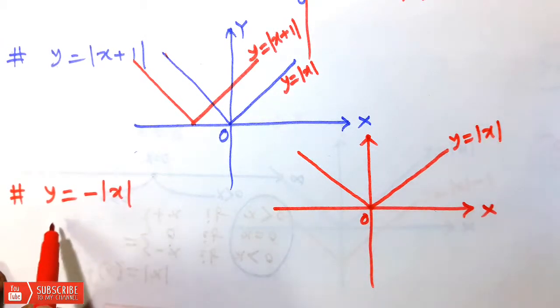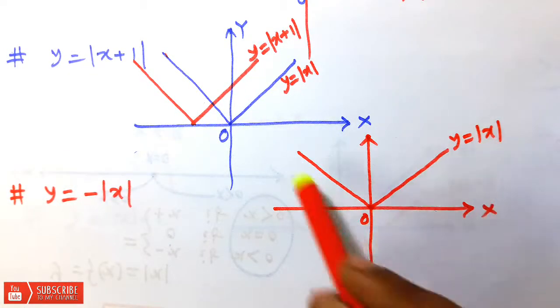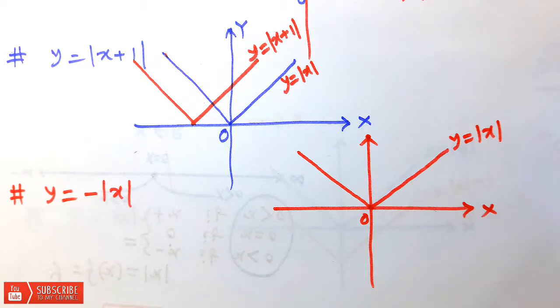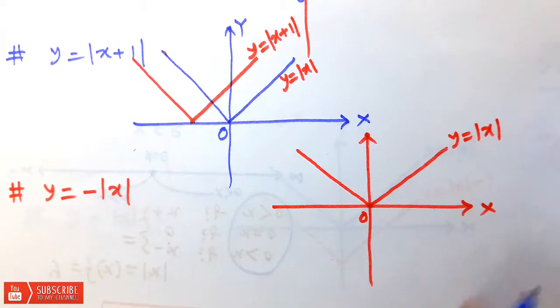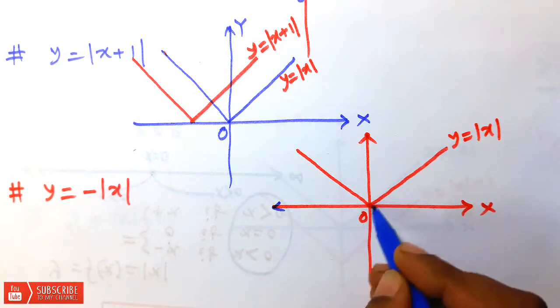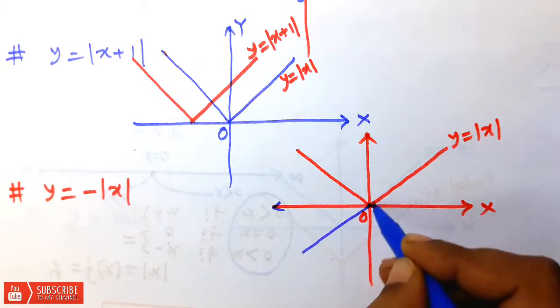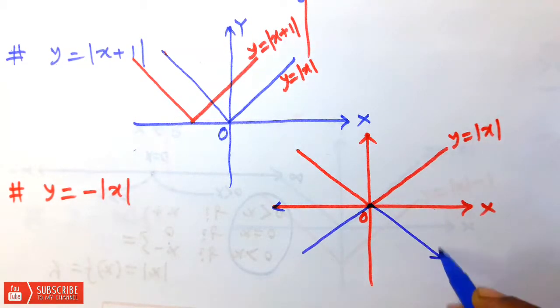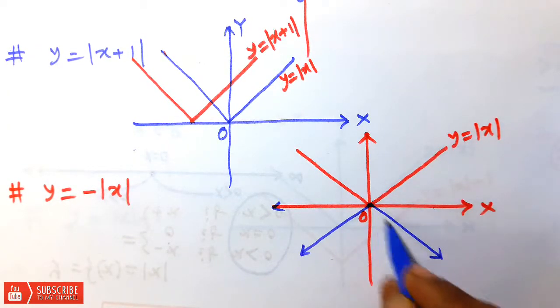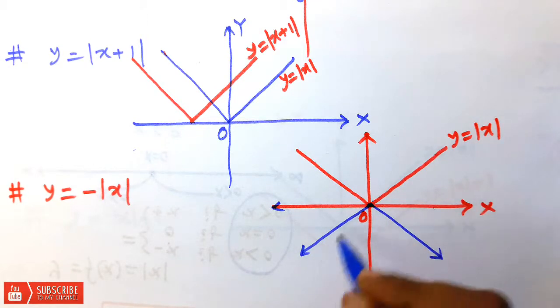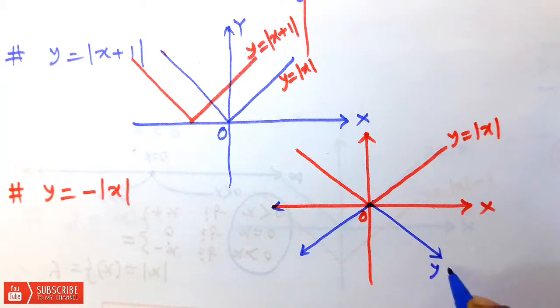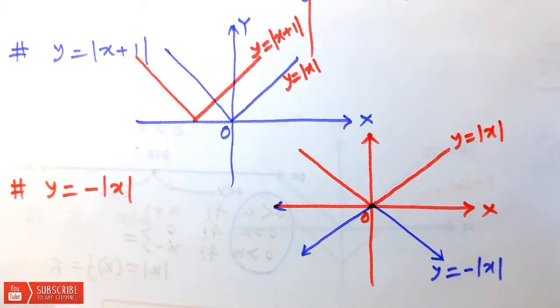Now when you want to draw y is equal to minus of modulus of x, then the given curve, that is y is equal to mod x, will be just flipped with respect to the x-axis. So it will look like this one. Now the blue marked graph is for y is equal to minus of mod x. Am I clear?